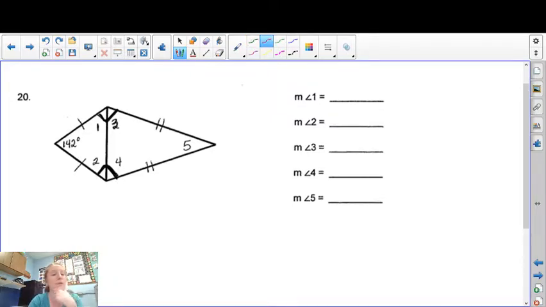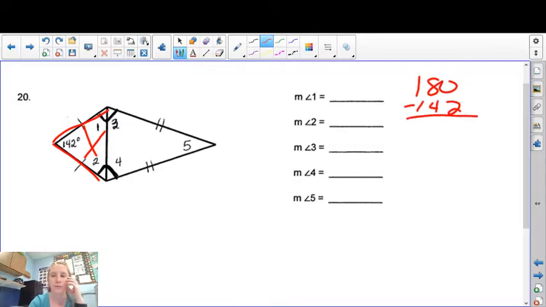All right, to get to angle 1, I see that this side is equal and this side is equal, so these angles must be congruent. So angle 1 and angle 2 have to be the same. So I have 180 minus 142, which would end up giving me 38. So I have 38 degrees to work with, but I have 2 equal angles. So each of them are 19 degrees.